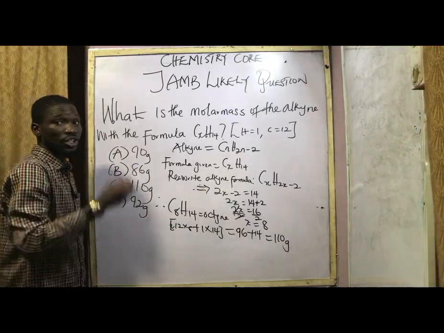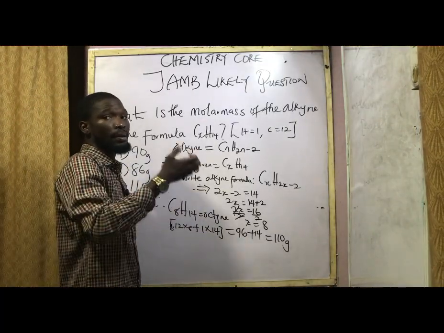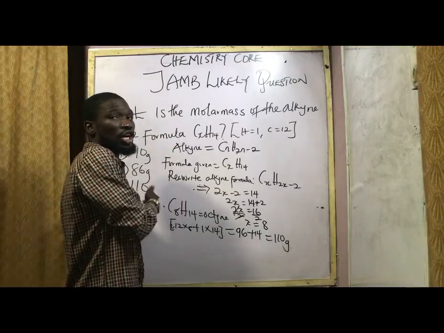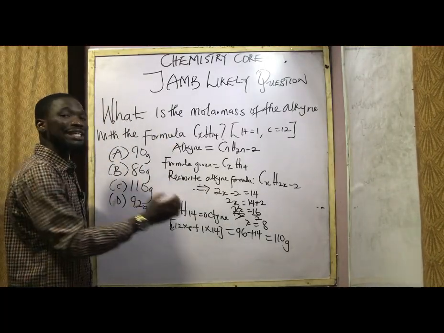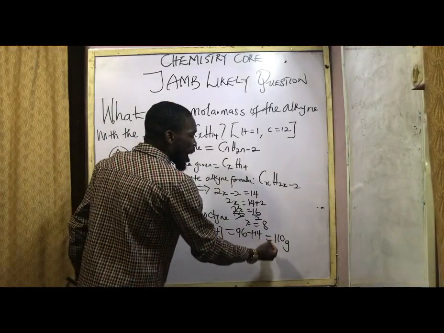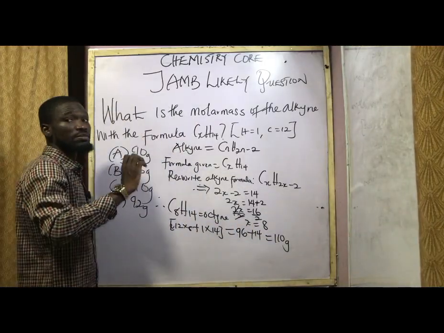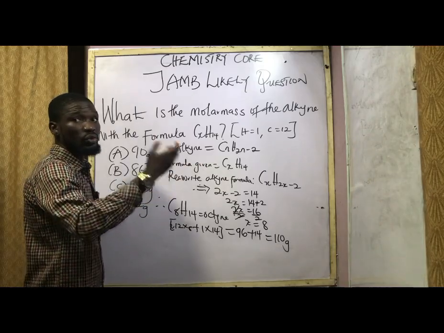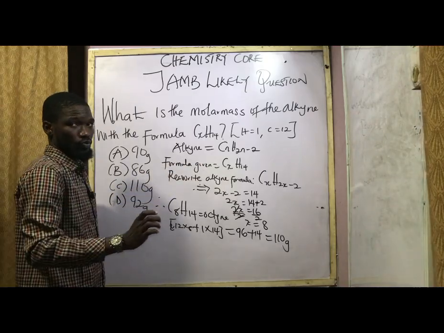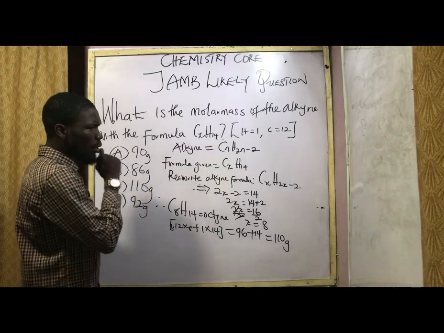Assuming among the options, we are given it in gram. We all know that the unit of molar mass is gram per mole, but according to the options, we are given our options in gram. So in that case, having 110 gram does not mean that you should forget the unit of molar mass, which is gram per mole. Are you with me now? Back to what we have on the board.